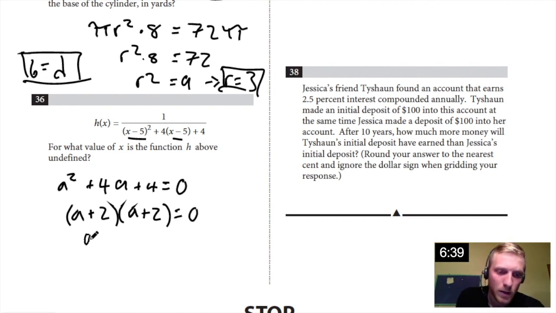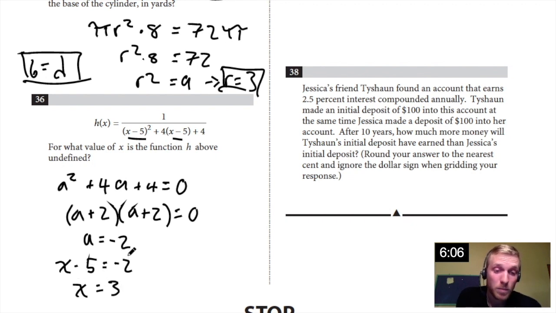In other words, a is equal to minus 2. If we have minus 2 here, we're going to have 0 times this is 0, so 0 equals 0. So a is equal to minus 2. Now remember, we substituted a for x minus 5. So x minus 5 is equal to minus 2. We can add 5 to both sides, and x is equal to 3. Positive 5 plus negative 2 gives us 3, so our final answer should be x equals 3.